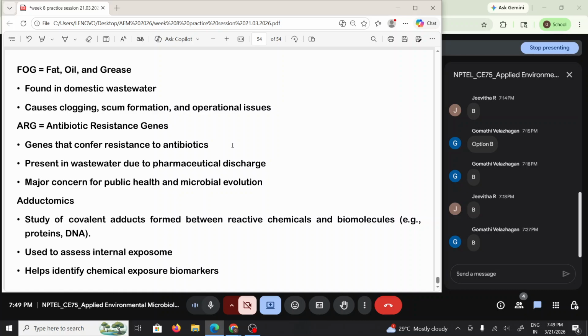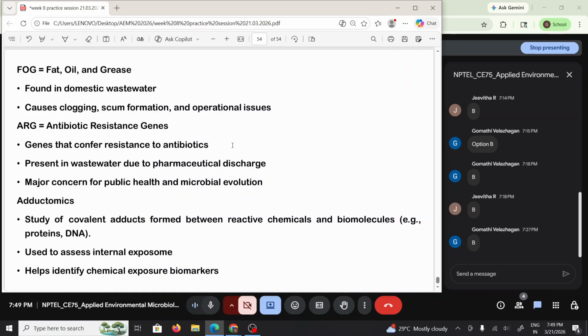And another abbreviation that we generally use is ARG, which is antibiotic resistant genes, and ARMs, antibiotic resistant microorganisms as well. When we talk about antibiotic resistance, what happens is when microorganisms are continuously exposed to some antibiotics, they develop a genetic power that helps them to resist the antibiotic action.